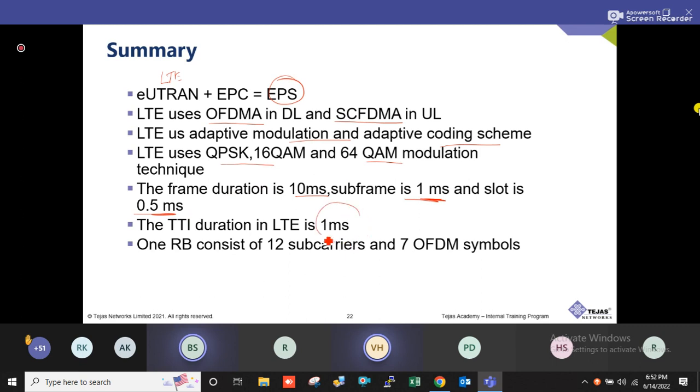The TTI duration is very important. This is how a user gets allocated, 1 millisecond. One resource block consists of 12 subcarriers in the frequency domain and 7 OFDM symbols in the time domain. So one resource block will have 84 resource elements, and one TTI will have 168 resource elements. Okay.